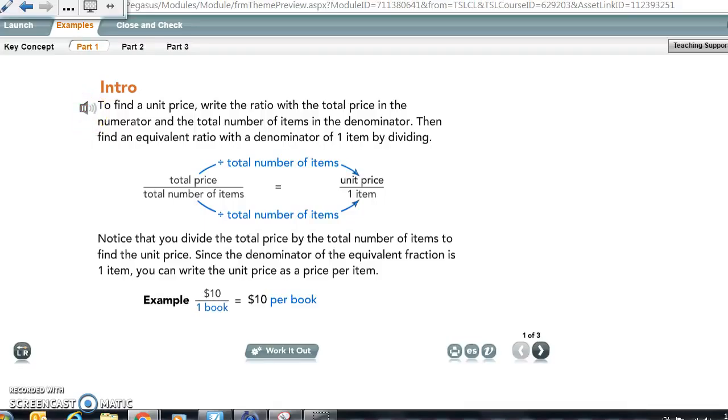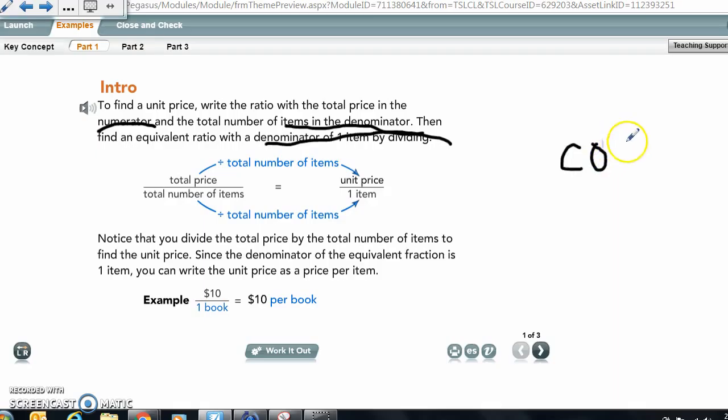To find a unit price, write the ratio with the total price in the numerator and the total number of items in the denominator. Then, find an equivalent ratio with the denominator of one item by dividing. Notice that you divide the total price by the total number of items to find the unit price. Since the denominator of the equivalent fraction is one item, you can write the unit price as a price per item. So I always remember this as writing cost.